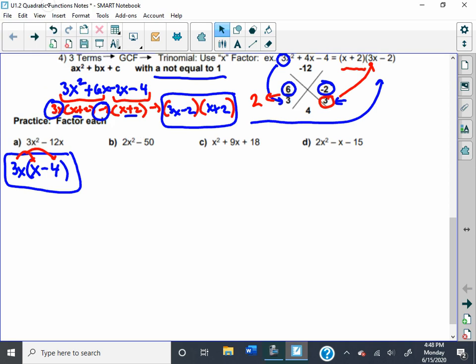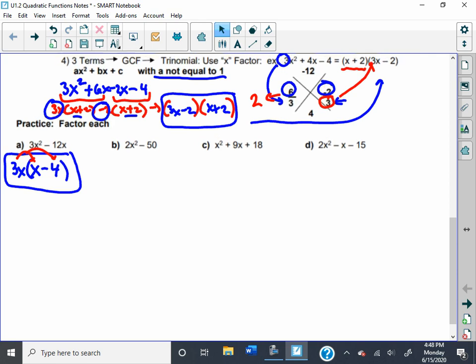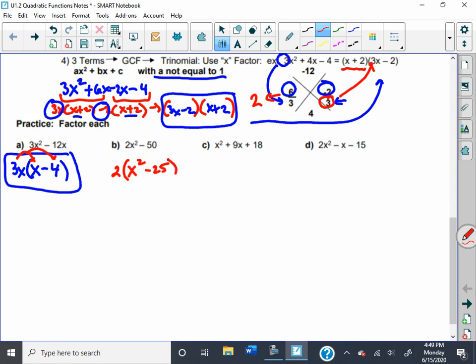All right, so let's go ahead and try B. Again, we have two terms, so we want to look for a GCF. And so we have a 2 and a 50. And since they're both even numbers, we can factor a 2 out. And so we divide both of them by 2. We don't want to factor an x out because they both don't have x's. So we have x squared minus 25.